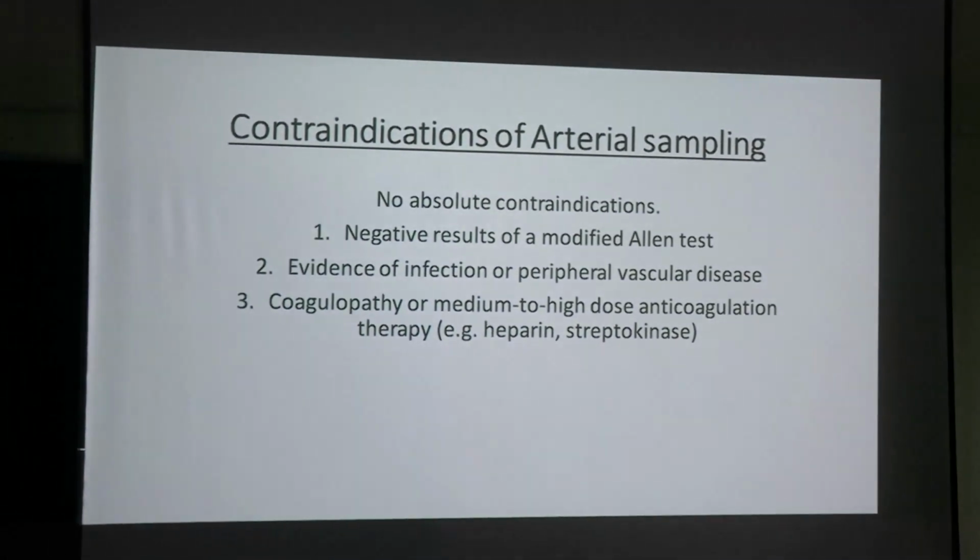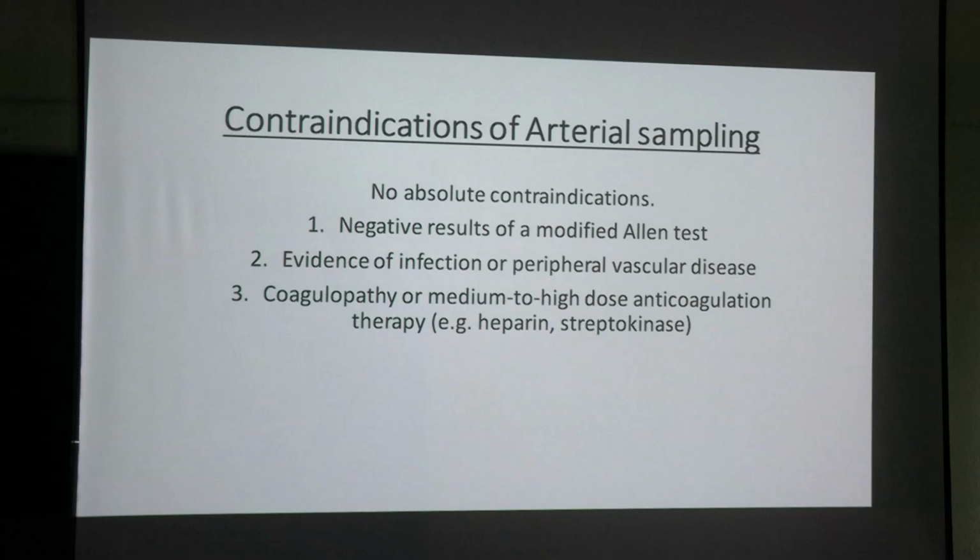And what are the contraindications? There is no absolute contraindication for doing ABG, but there are some relative contraindications. First, negative results in a modified Allen test. Later we will discuss the modified Allen test. Second, evidence of any infection or peripheral vascular disease.